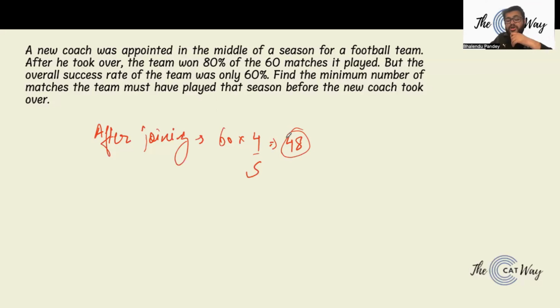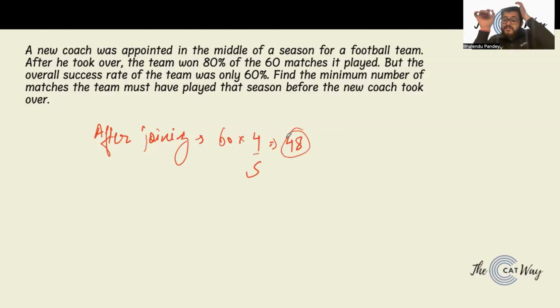So see, what you have to do is minimize the total number of matches. Let's say the total number of matches is 100, then 60% of it is 60 matches. If the total number of matches is 200, then 60% is 120. So if you increase the number of matches, the number of wins needed to get that 60% mark will also increase. That means if I want to keep the number of matches minimum, I have to keep the wins minimum, right?